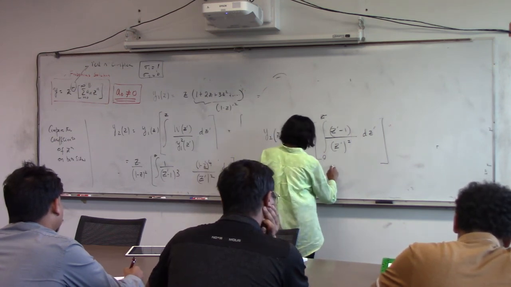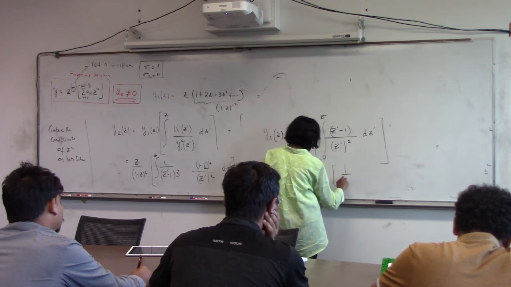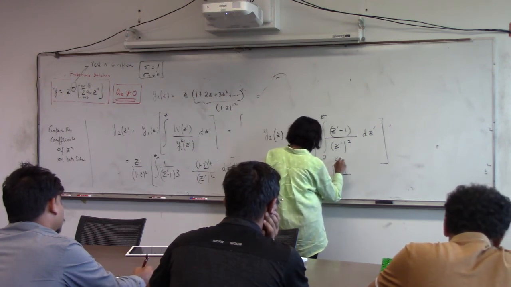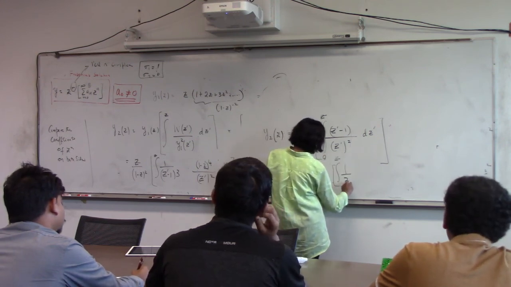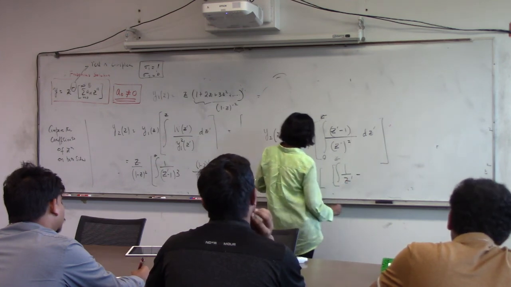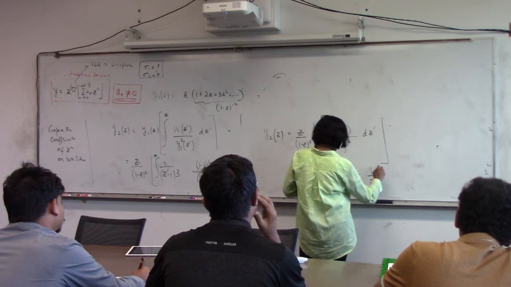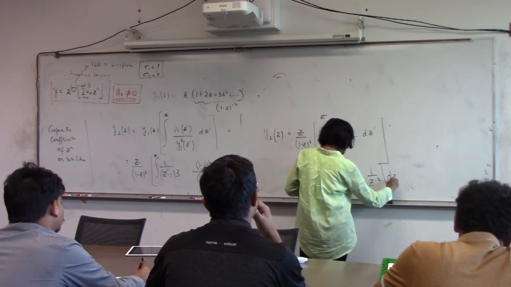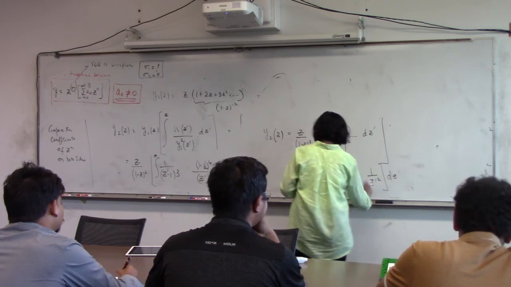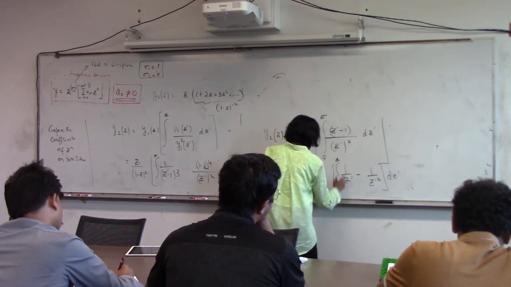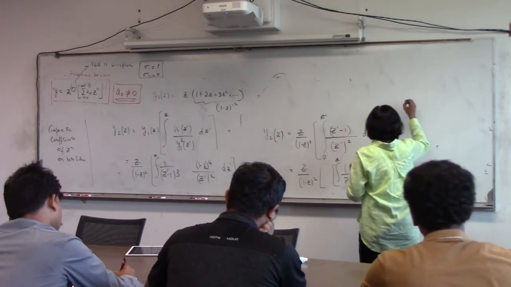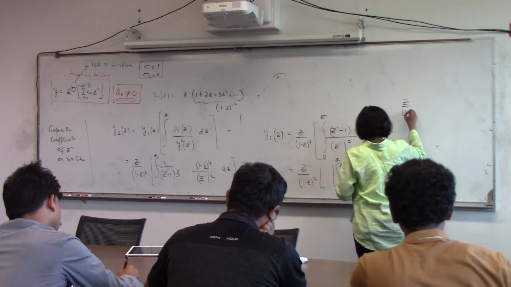So that is nothing but 1 over, I have integration going on, and then 1 over z prime minus 1 over z prime squared. No, I can integrate that easily. Okay. So the first term is nothing but natural log of z.